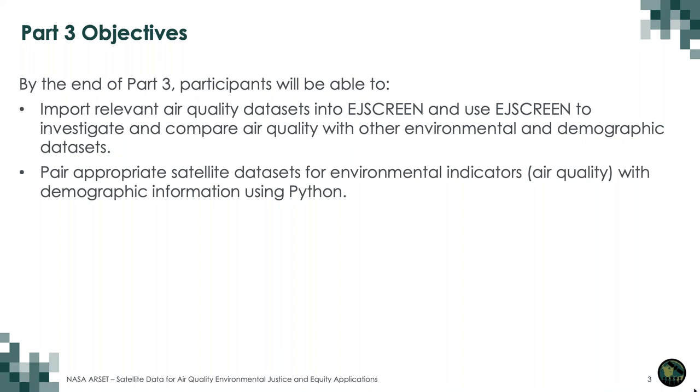Today's session has two main objectives. The first objective is to be able to import relevant air quality data sets into the EJScreen tool and use EJScreen to investigate and compare air quality with other environmental and demographic data sets. The second objective is to pair appropriate satellite data sets for environmental indicators with demographic information using Python.